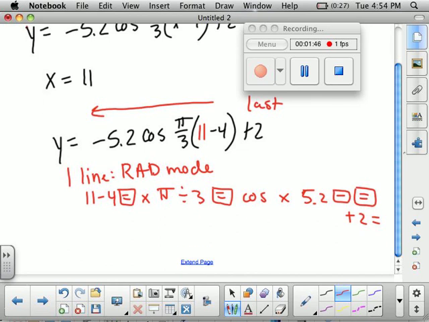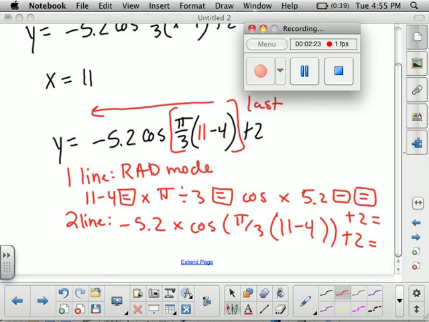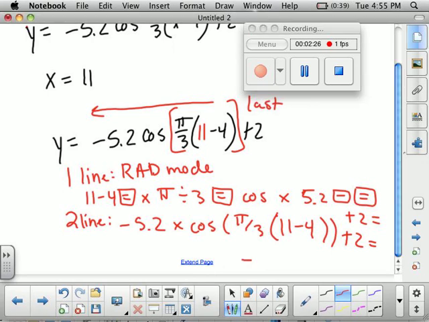Okay. If you're using a two-line display, the kicker is that you want to make sure you include the b value and the x minus h in parentheses. So literally, you can type it in exactly as you see it. Negative 5.2 times cosine parenthesis pi over 3 parenthesis 11 minus 4 parenthesis plus 2, and then hit equals. All right, no matter how you do it, we should come up with that same solution. After typing that in, I was able to come up with a negative 0.6 for my y value.